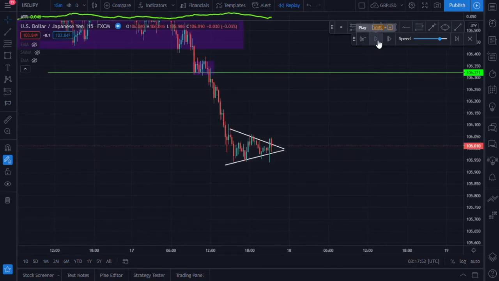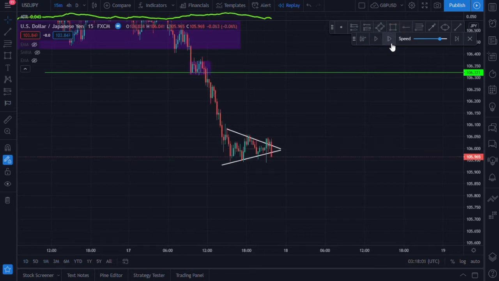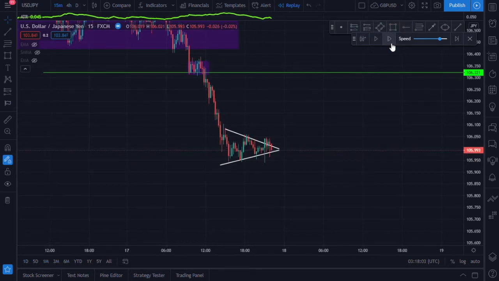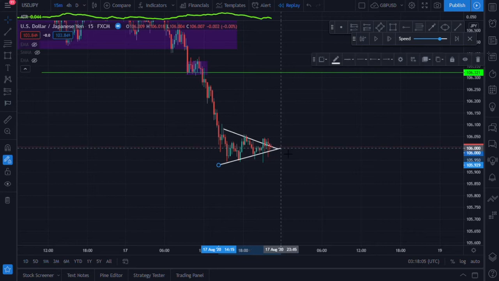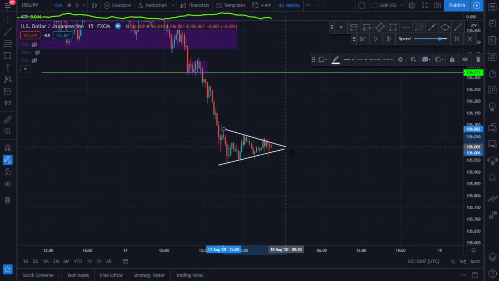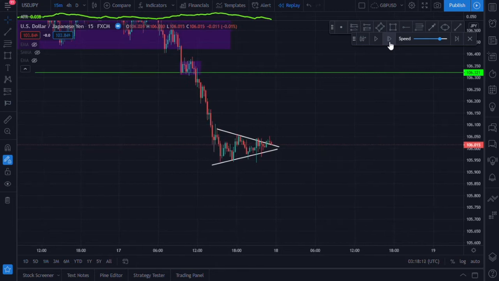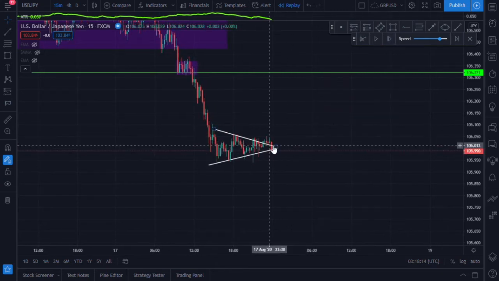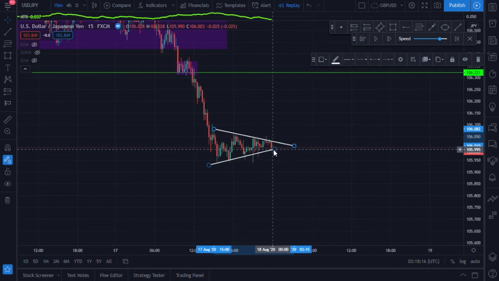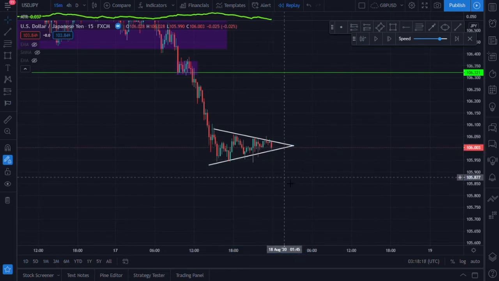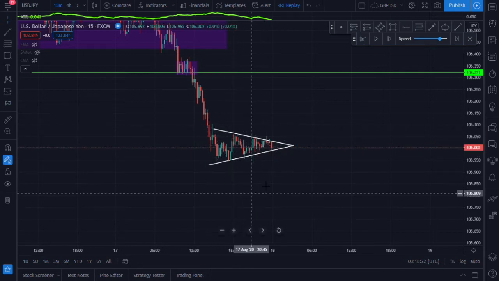Ooh, I thought that was going to be a nice pattern. Okay, market did break here, but then what happened? It reversed. So I'm still keeping on to this pattern right here. Looks like the market wants to just keep drawing it out. Yep. Okay, now that looks a lot better. There we go. That's the real triangle.